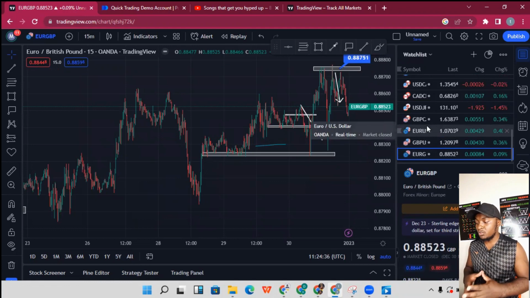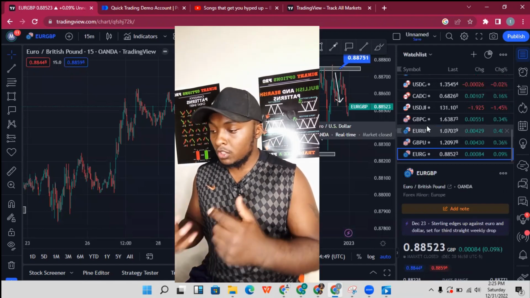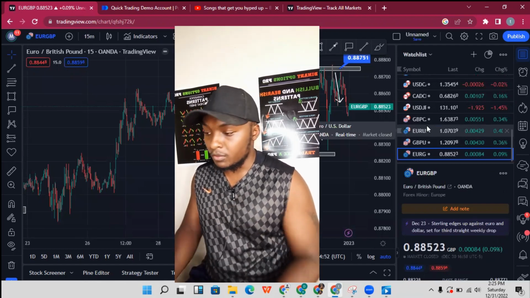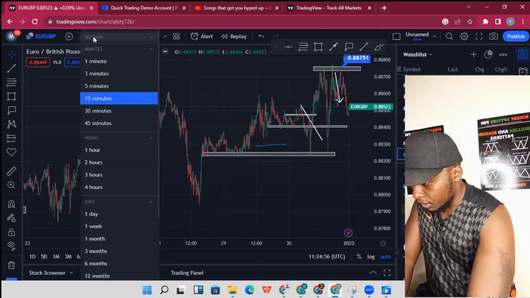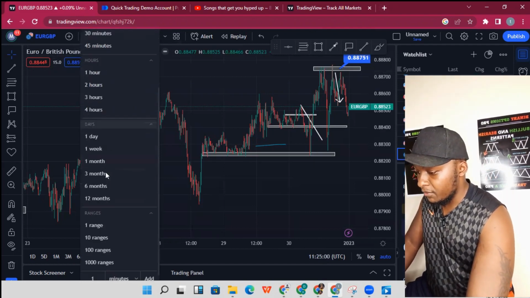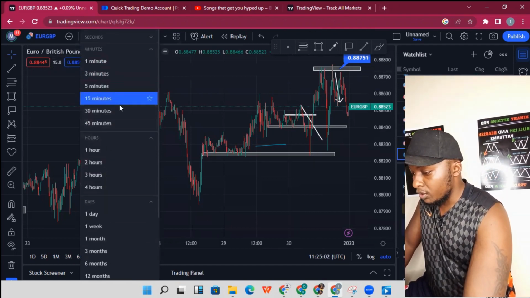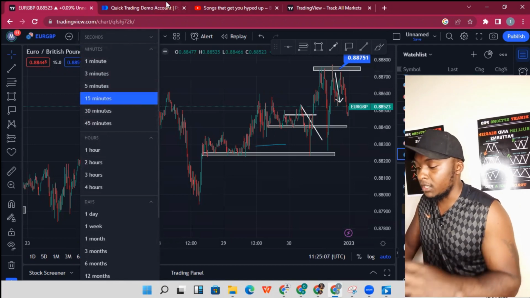So the first thing that we are going to take a look at is the time frames that you're going to be using. We're actually going to be using 3 time frames. This is the 15 minutes time frame, the 5 minutes time frame, and the 1 minute time frame. So how do you take a look at the time frames? You come here on the 15 minutes time frame. Right now it's 15 minutes. Just click on it, and we'll have different time frames here. The time frames that we'll be using are 15 minutes, 5 minutes, and 1 minute.